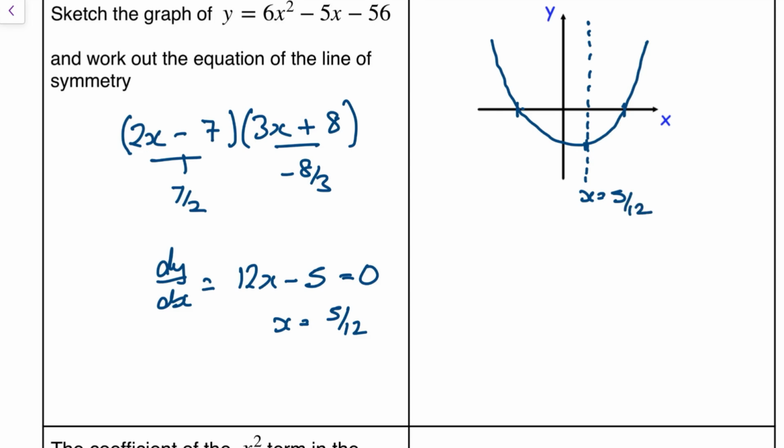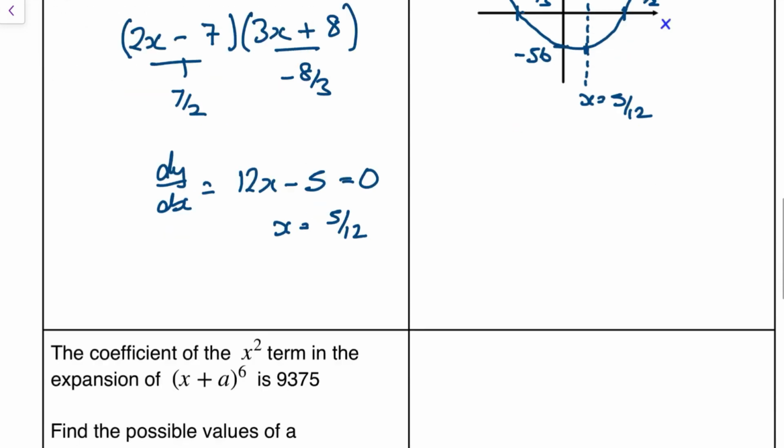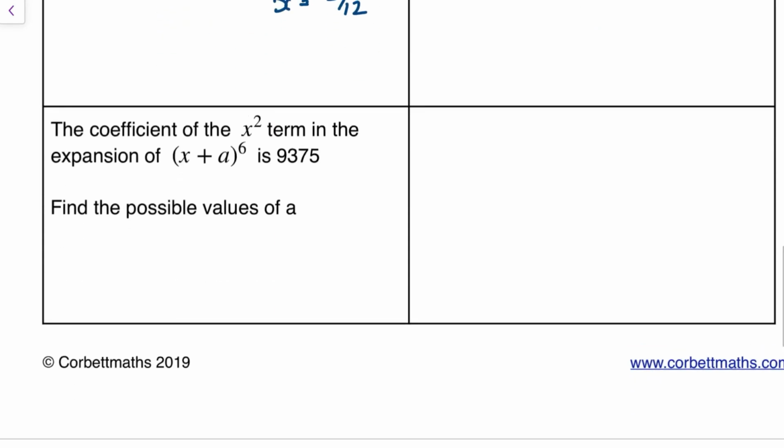What does it want? Work out the equation, and sketching, if possible, label the axis. So this is minus 56. This one here is 7 over 2. And this is minus 8 over 3. Question done. Last question. The coefficient of x squared in the expansion of this thing here is this.